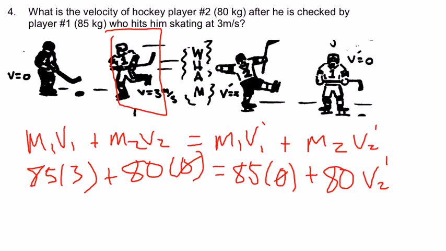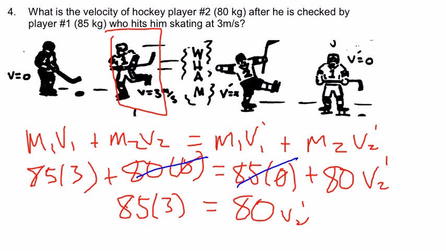So now we're going to have to do some algebra. Well, first we see that anything times 0 is 0. So both of those are gone. So we have 85 times 3 is equal to 80 times v2 primed. So what are we going to do? We're just going to divide both sides by 80, and we'll get the right answer.